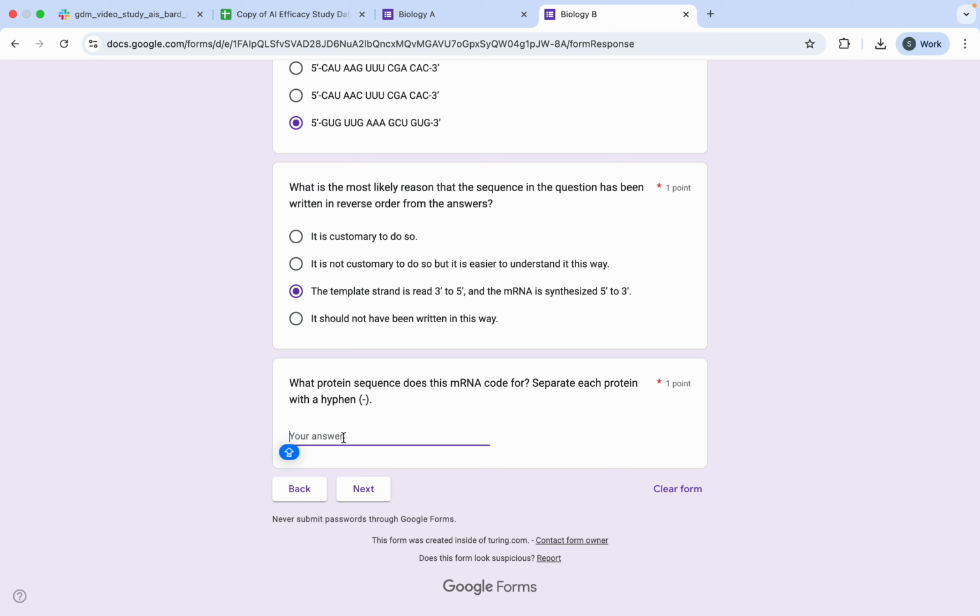Code, so I think it is GUG. Okay, UUG. Okay, I will write it in capital letters. GUG, UUG, AAA.